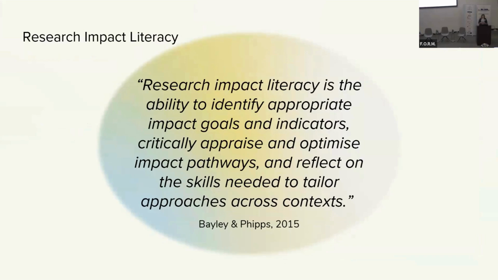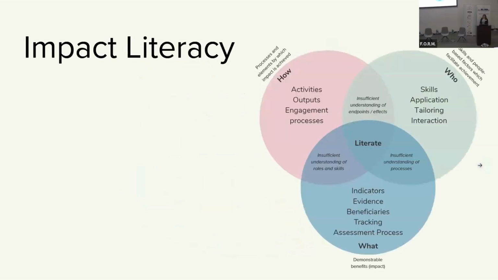So you might be familiar with information literacy or data literacy or AI literacy. Research impact literacy might be a little bit of a smaller scale topic for now, but there's a couple of researchers, Bailey and Phipps, who've been working on it for a while. And this is the definition that they've come up with. Research impact literacy is the ability to identify appropriate impact goals and indicators, critically appraise and optimize impact pathways, and reflect on the skills needed to tailor approaches across contexts.